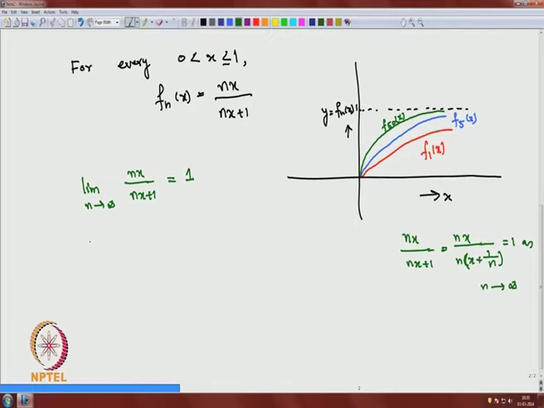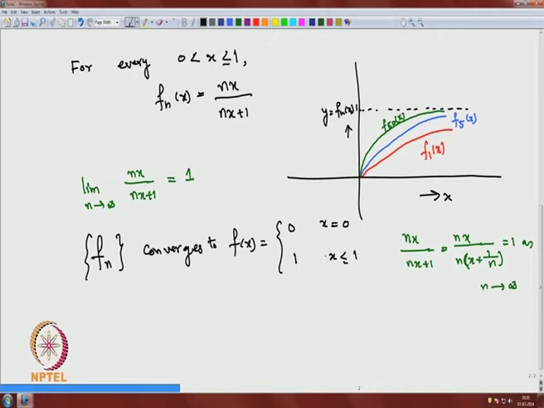So, in short, this sequence of functions f_n converges to a function f(x), which is 0 when x is equal to 0 and which is 1 when x is strictly greater than 0 and less than or equal to 1. So, this sequence of functions in the example converges pointwise to a function f(x), and if you look at the limit function, it is a discontinuous function.